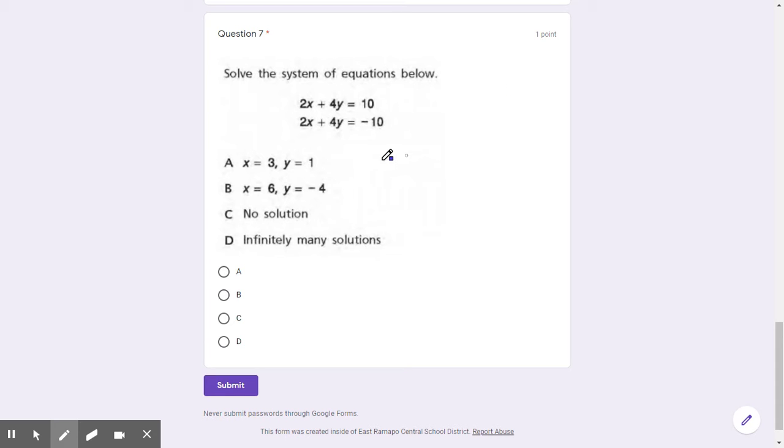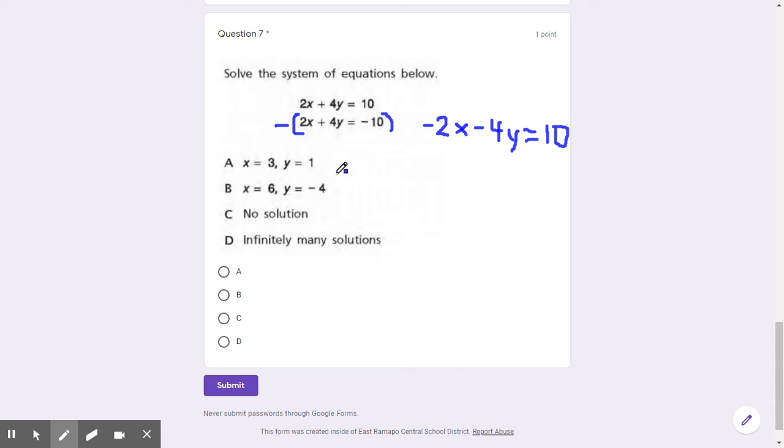Hint number 1, I'm looking at my equations. I'm thinking I have to do the elimination method, but here's a problem. I don't see anything that will be eliminated automatically. So what I'm going to have to do in this case is negate one of the equations. Let me take this one and negate it. I'm putting my parentheses around it, and I'm putting a negative to show I'm going to negate this whole equation.